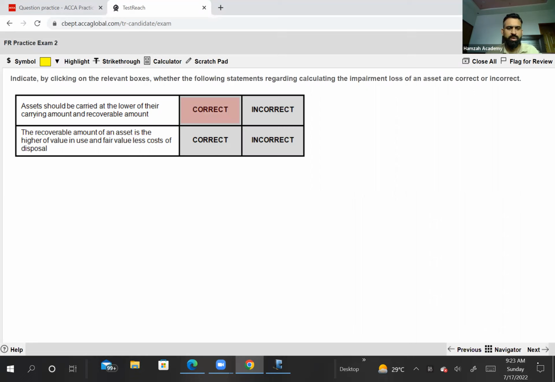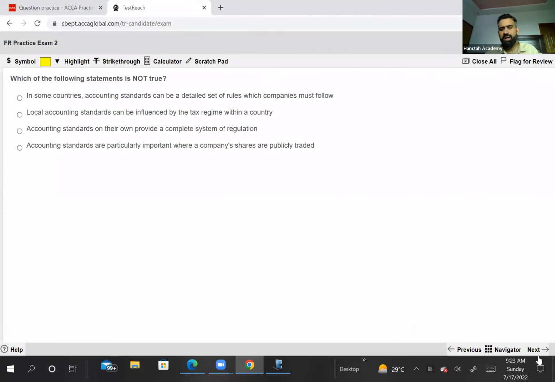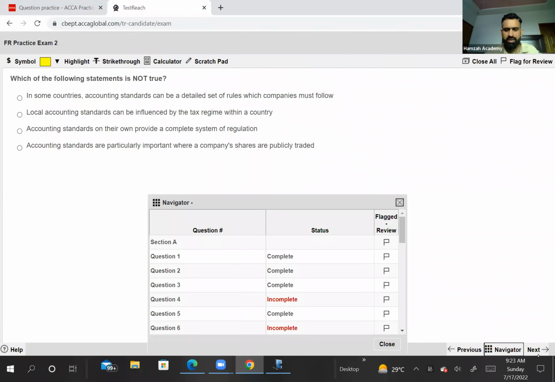The recoverable amount of an asset is the higher of value in use or fair value less costs of disposal. Correct or incorrect? You will choose your desired answer and move on. So this is Part A of your exam. Now let me take you to Part B.